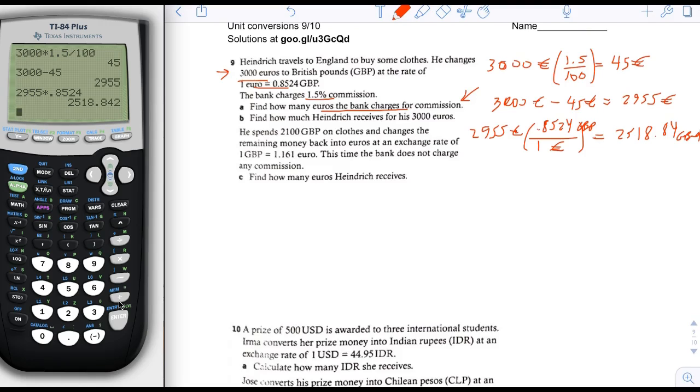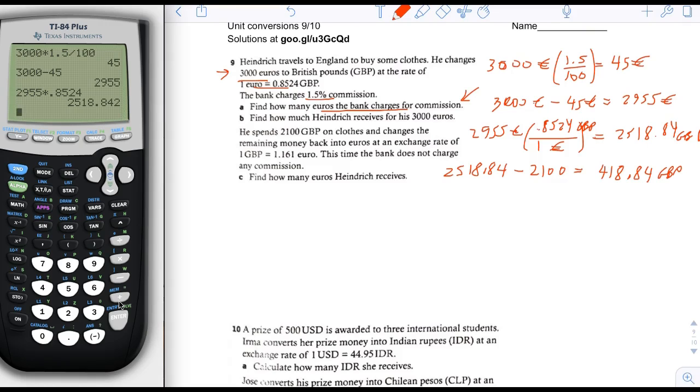Okay? Let's see what else we need to do. So, he spends 2,100 GBP on clothes and changes the remaining money back. So if he spends 2,100 GBP, then we're going to take the 2,518.84 GBP and subtract 2,100 GBP, and that's going to give us 418.84 GBP.